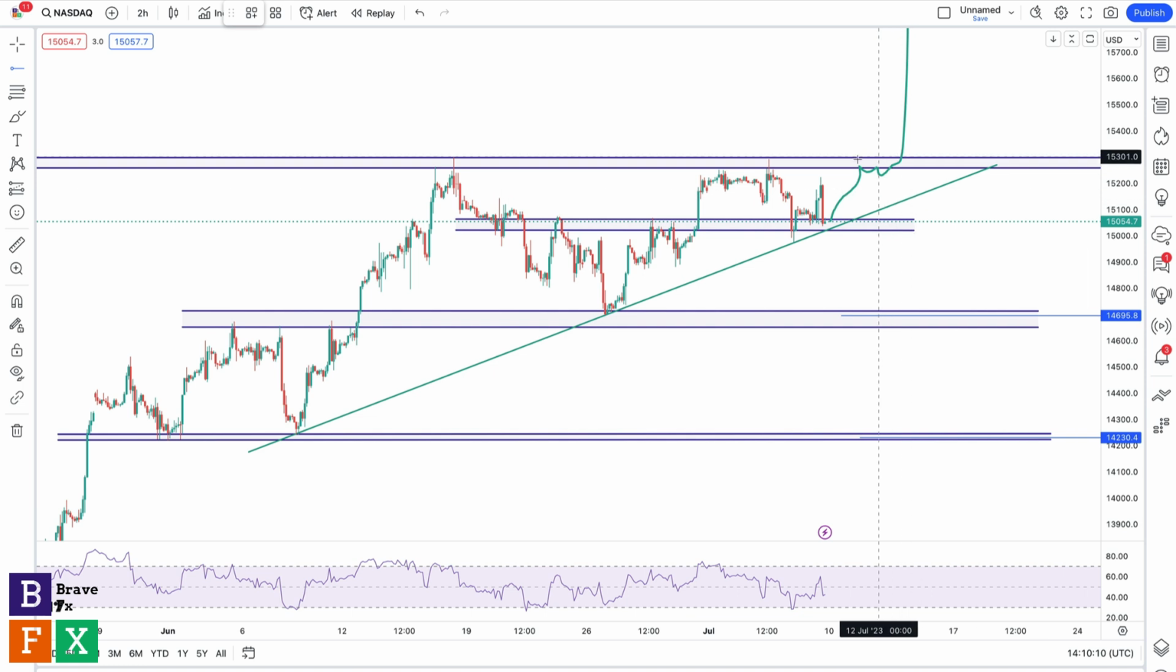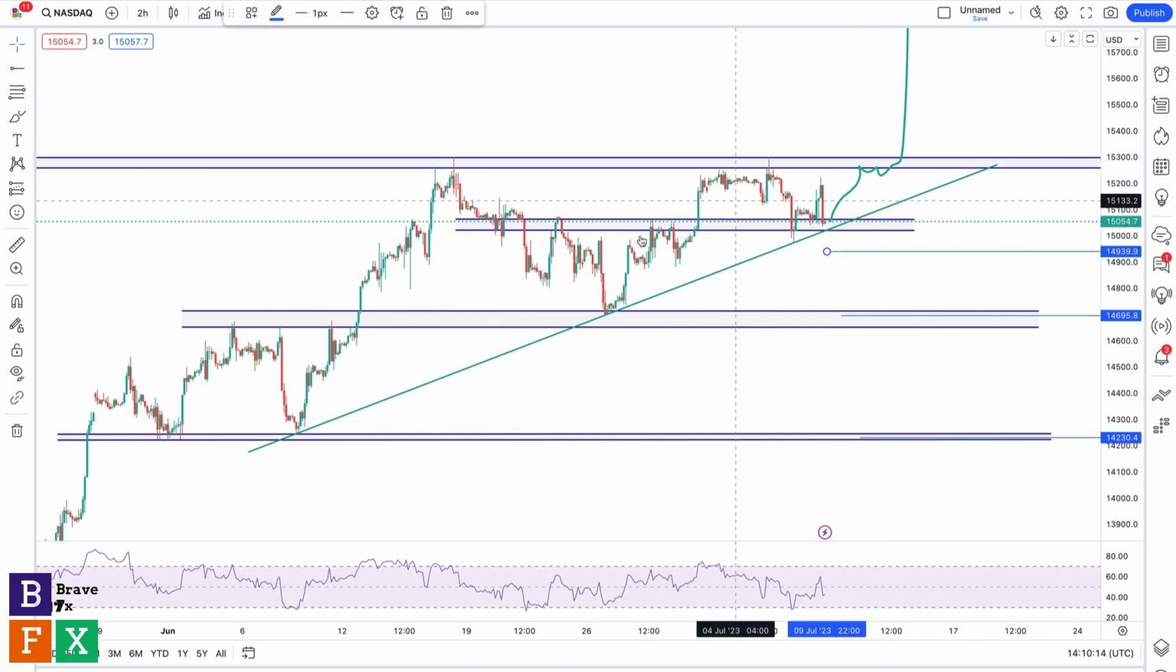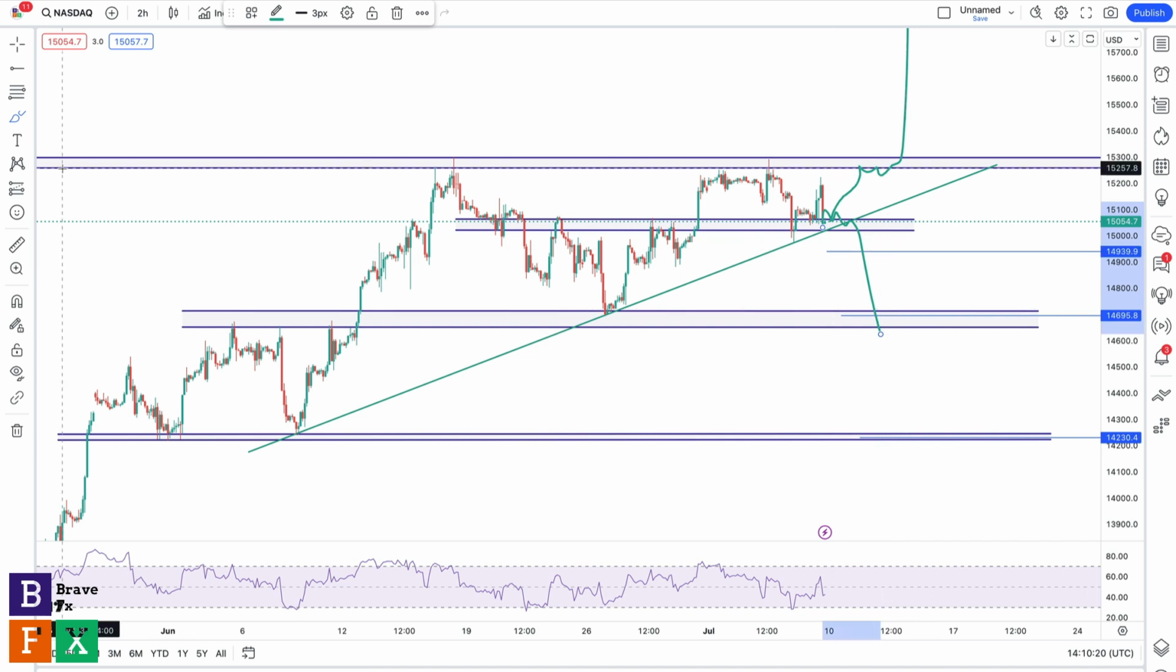Other than this, I'm simply going to wait for price to consolidate a little around these price levels and then give us a bearish breakout to go short. This is how I am going to trade Nasdaq.